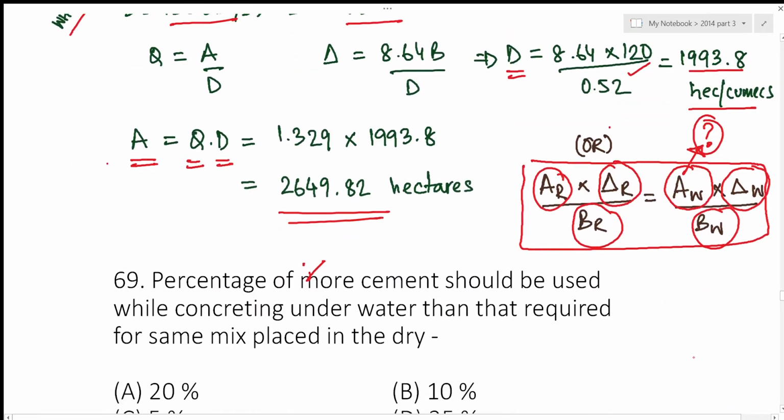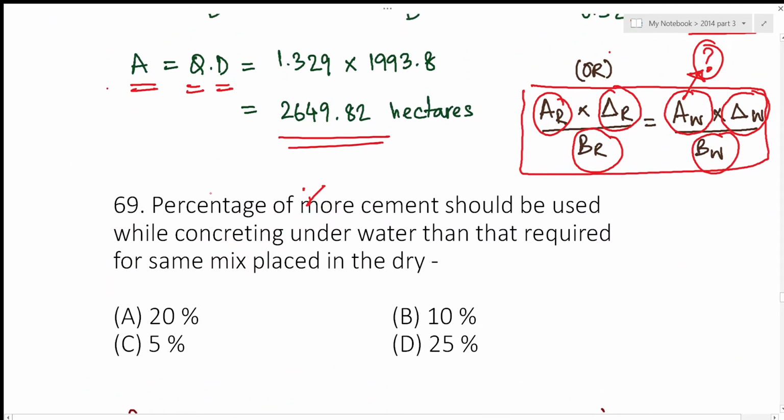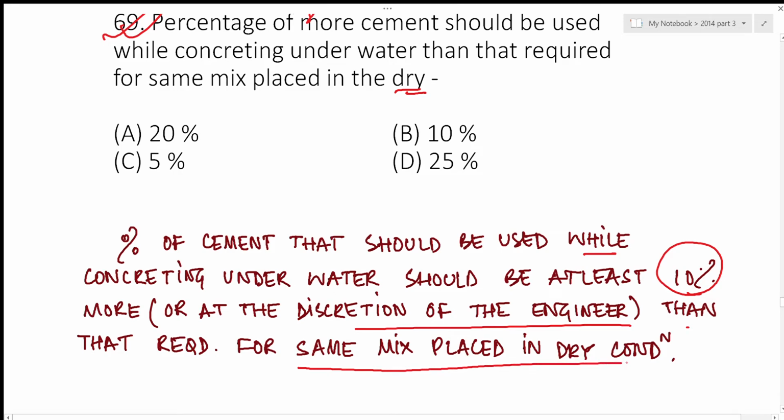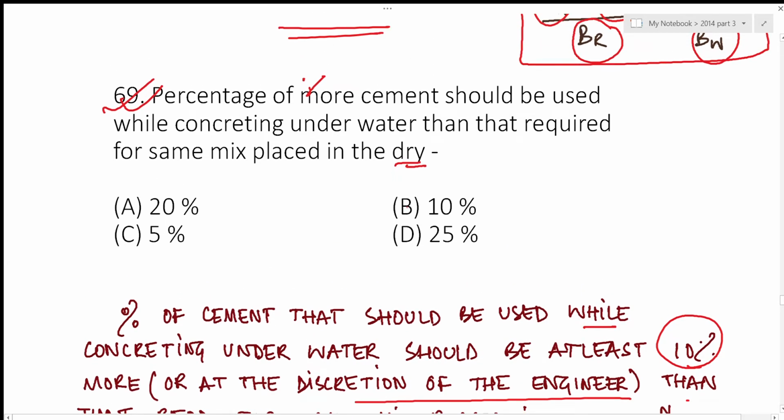Next question is, percentage of more cement that should be used while concreting underwater than that required for the same mix placed in dry condition. The percentage of cement that should be used while concreting underwater should be at least 10% more, or at the discretion of the engineer, than that required for the same mix placed in dry condition. So it should be at least 10%. So the answer for this particular question should be B.